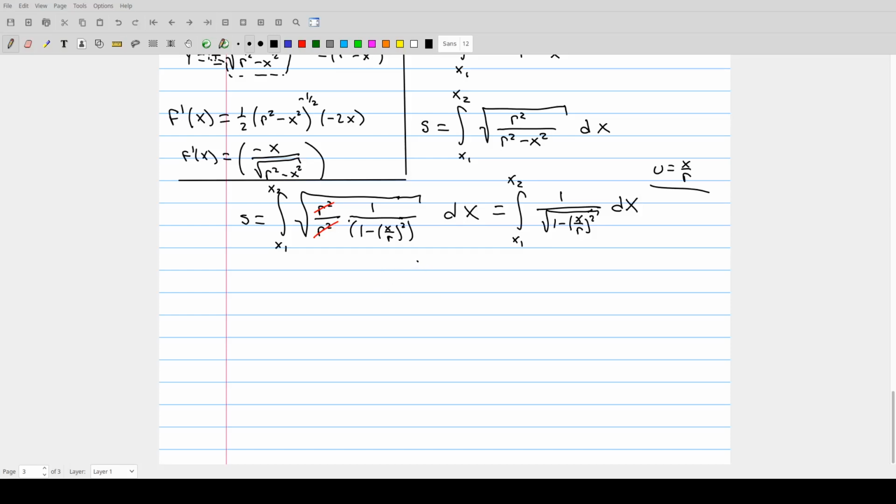So if we do the trig substitution, x over r is equal to cosine of theta, then when I look for dx with respect to theta, we end up getting that dx over r is equal to negative sine theta d theta, or dx is equal to negative r sine theta d theta.